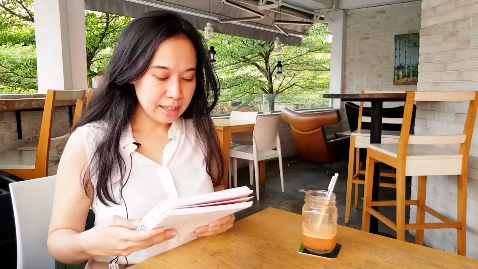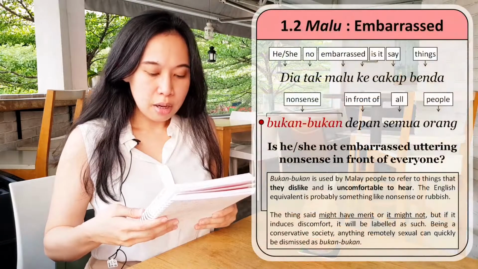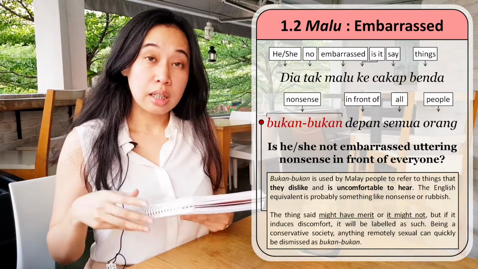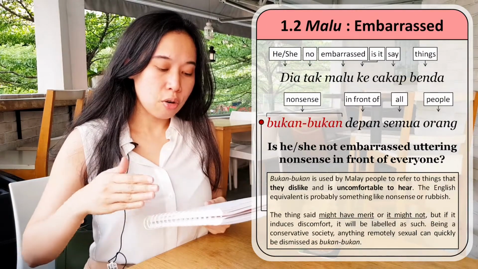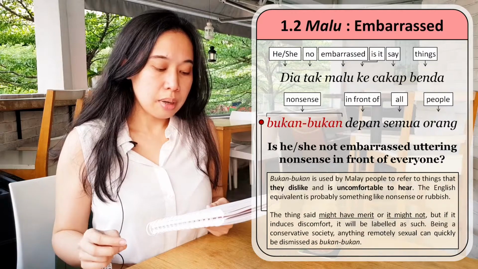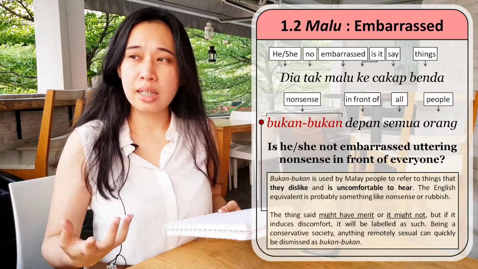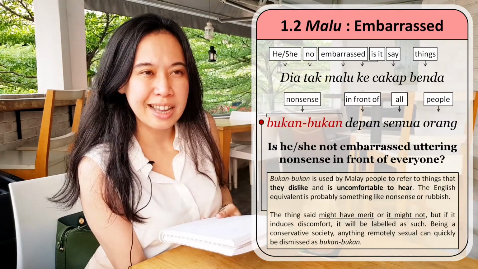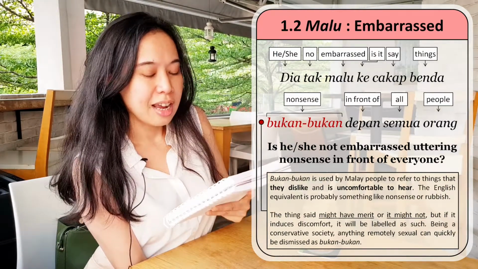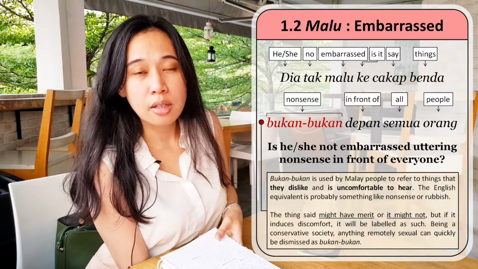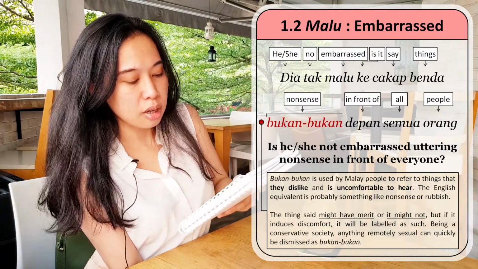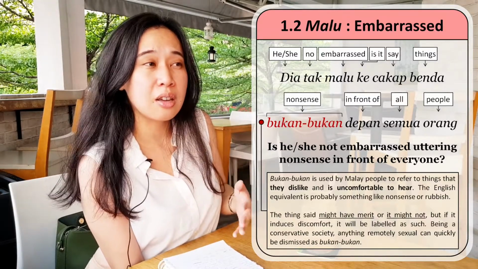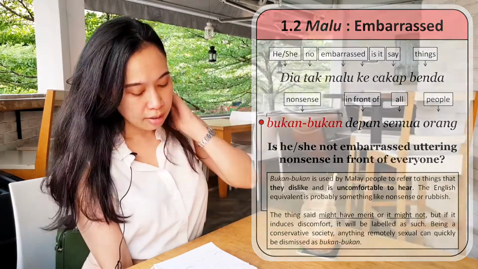The second sentence is, dia tak malu ke cakap benda bukan-bukan depan semua orang? Dia tak malu ke? Is he or she not embarrassed? Cakap benda bukan-bukan. Say things that are not supposed to be said. Bukan-bukan is like nonsense, just things you're not supposed to say. Depan semua orang. In front of everyone. Is he or she not embarrassed saying nonsense in front of everyone?